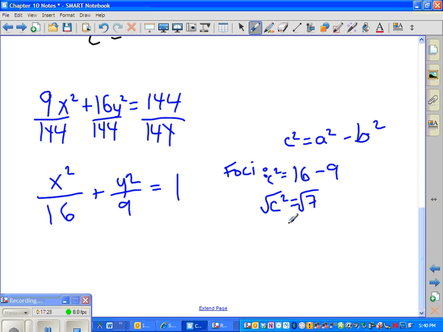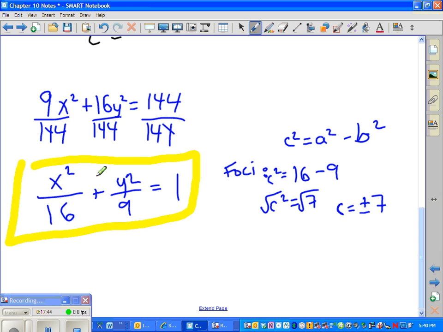So your foci here is plus and minus radical 7. So c equals plus and minus radical 7. Now remember, foci are points, so I need to first see which way this thing opens up. To figure out which way it stretches more, we look at the denominators again. Which one's bigger? 16. And since the x values are what correspond with 16, this thing stretches on the x-axis. So it'll be, making all sorts of mistakes here, positive radical 7, 0, and negative radical 7, 0. So that is your foci.